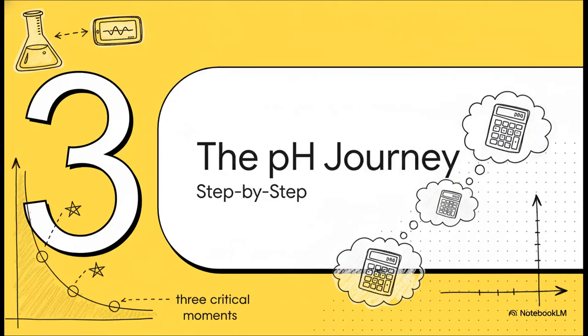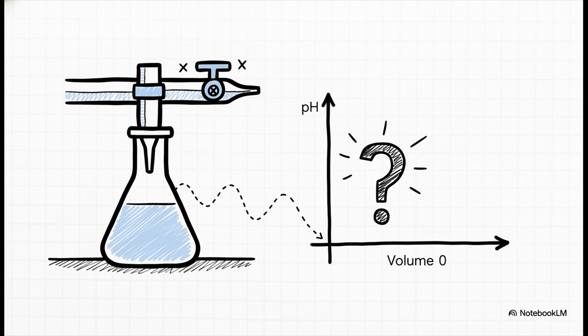Okay, now for the main event, we're going to go on a little journey through this reaction. We'll stop at 3 super important moments to figure out the pH. Taking it step by step like this will give us the key points we need to actually build the graph and see the whole story. So, let's start right at the beginning. Before we've added a single drop of acid, what's the pH of our ammonia solution just sitting there by itself? This is our starting line, our baseline for the whole experiment.